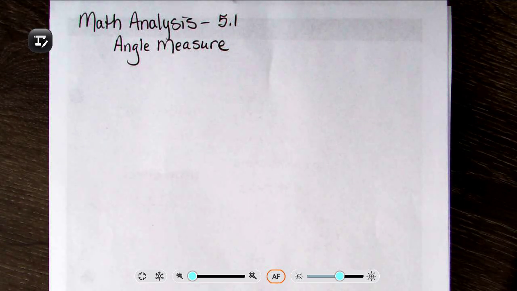Hi everyone, and welcome to Chapter 5. Chapter 5 is going to be starting our long discussion on the trig functions, the trigonometric functions.